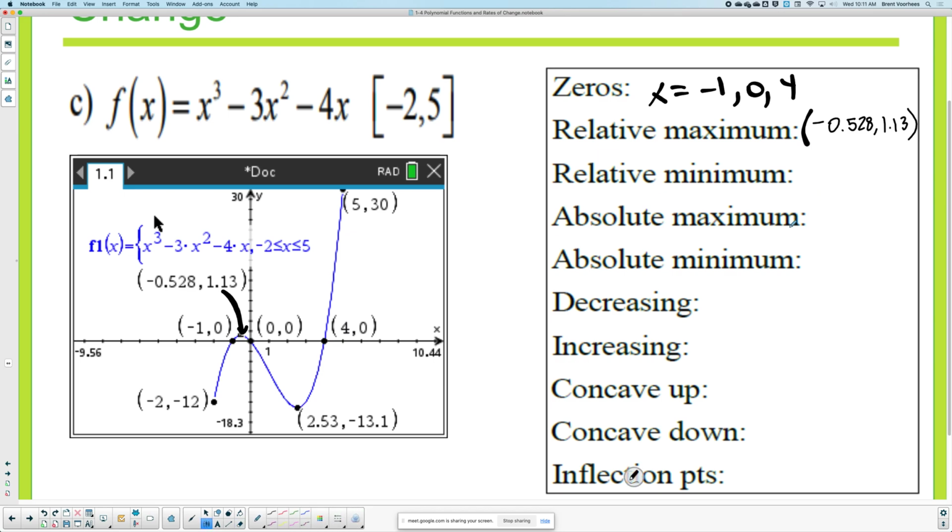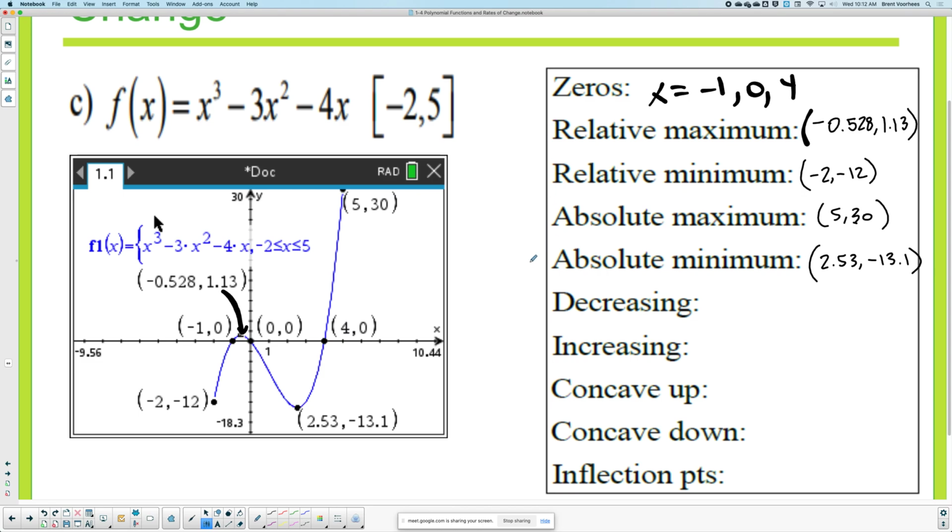Okay. Do we have any relative minimums? Yeah, which one? -2, comma -12. Good. That one is not as low as that one. Okay, do we have an absolute maximum? Yes. Where is it? 530. Good. Do we have an absolute minimum? That's 2.53 and -13.